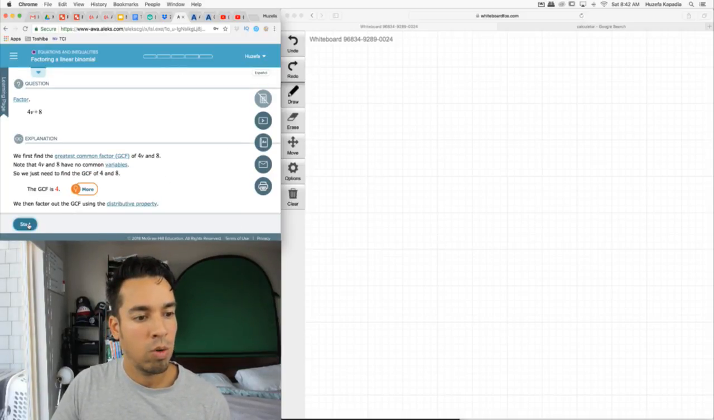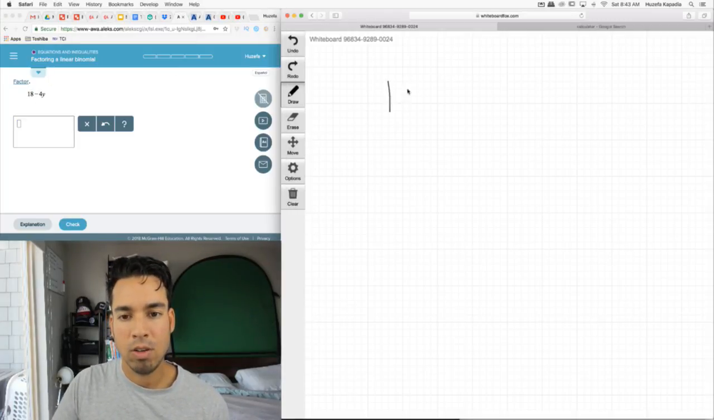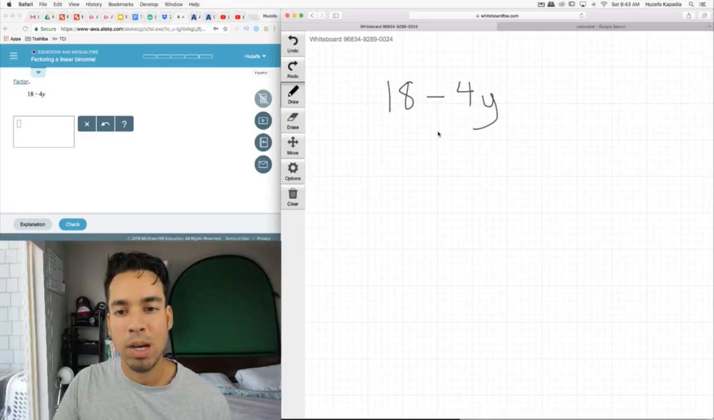Okay, equations and inequalities, factoring a linear binomial. Okay, all we're doing here. Now we have to first recognize that these two cannot be combined. It is not that 18 minus 4y is 14y. You can't do that. This has a y, this does not. They're not like terms, so we cannot combine them.